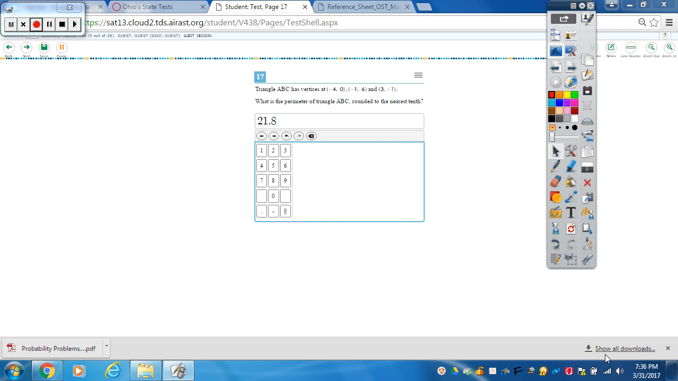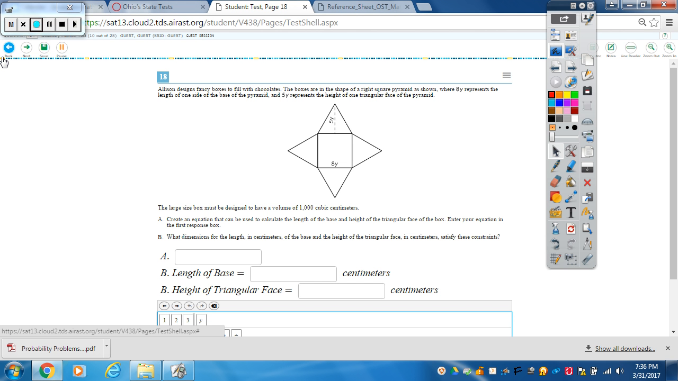We're getting to a volume formula now. Okay, Allison designs fancy boxes to fill with chocolates. That sounds good. The boxes are in the shape of the right square pyramid as shown below. Now, when it says right square pyramid, that just means that where these vertices come together, it's directly over the center of the base there. Where 8y represents the length of one side of the base of the pyramid, and 5y represents the height of one triangular face of the pyramid.